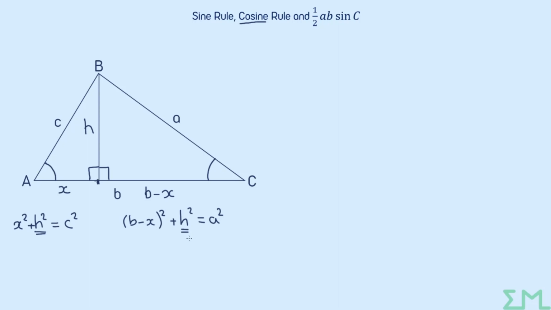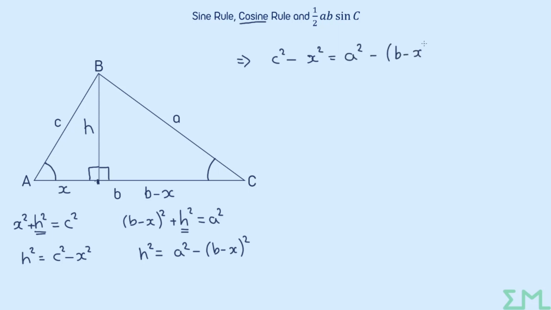Like we used the h in the sine rule to link the two equations together, we're going to do the same thing here. So I'm going to make h squared the subject, so I'll get c squared minus x squared here. And if I make h squared the subject on this one, then I would have a squared minus (b − x) squared. Okay, so similar thing as last time, both equal to h squared, therefore they must be equal to each other. So c squared minus x squared is equal to a squared minus (b − x) squared.